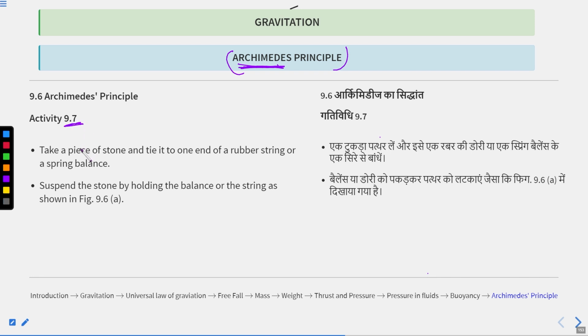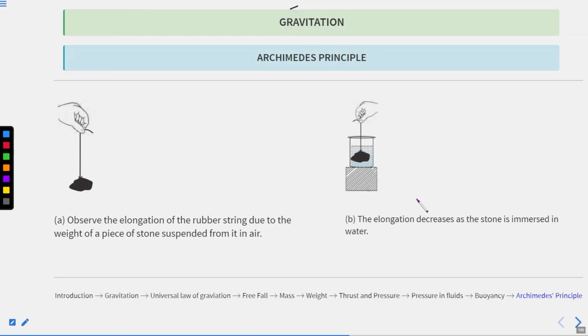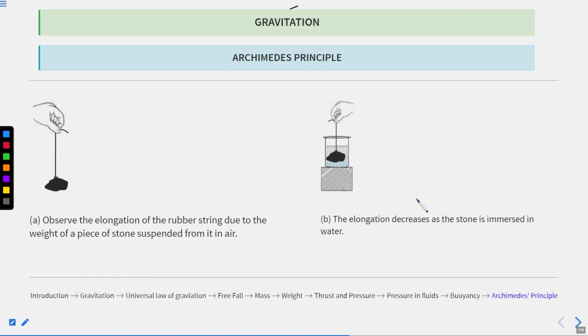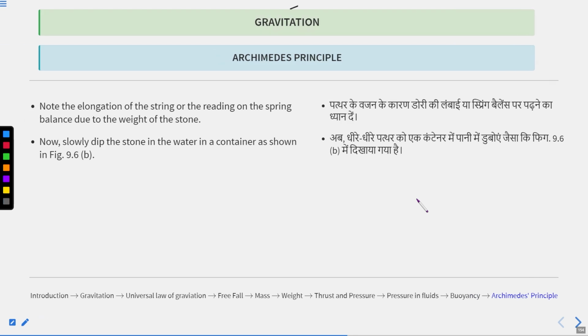Activity number 9.7. Take a piece of stone and tie it to one end of a rubber string or a spring balance. Let's suppose there is a spring and you have attached a stone. Suspend the stone by holding the balance or the string, and this is the figure. A string or a thread, and you have suspended it. Now note the elongation of the string or the reading of the spring balance due to the weight of the stone.